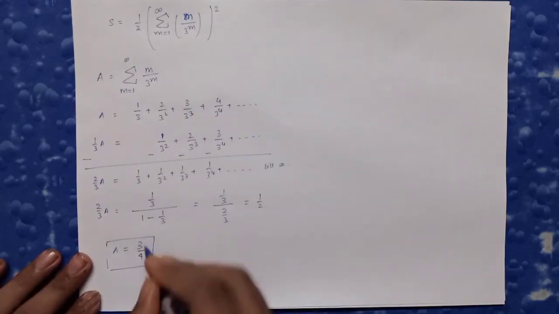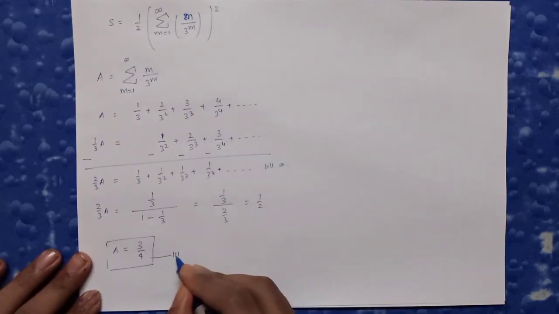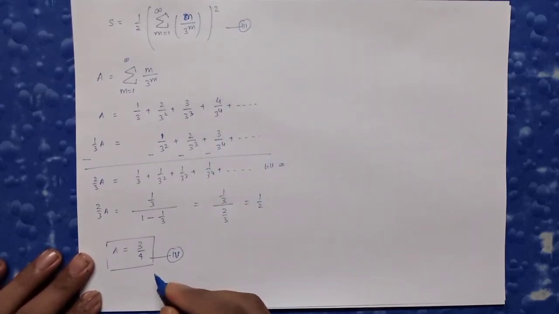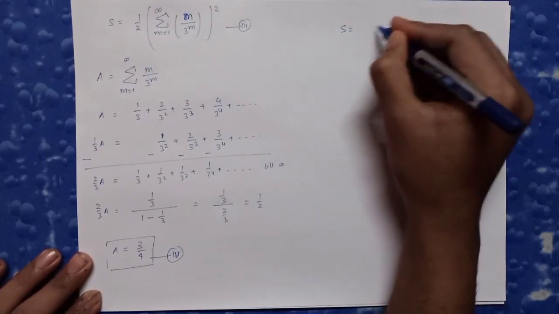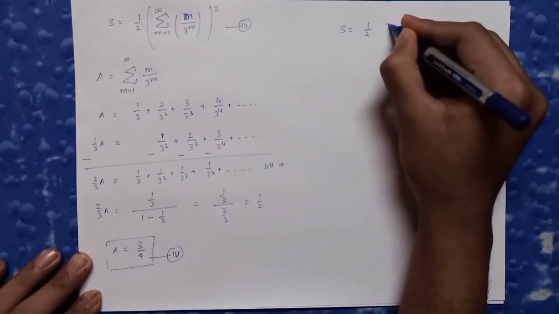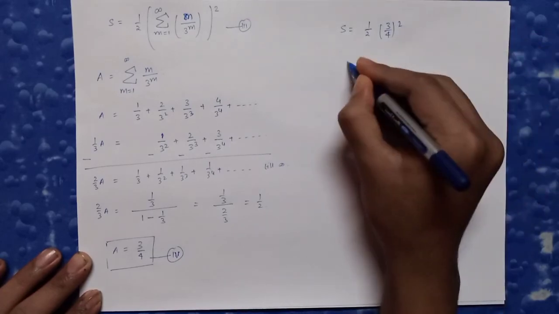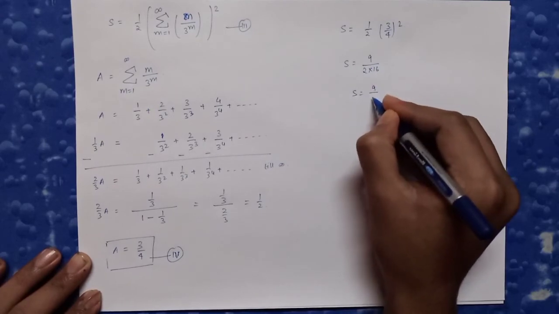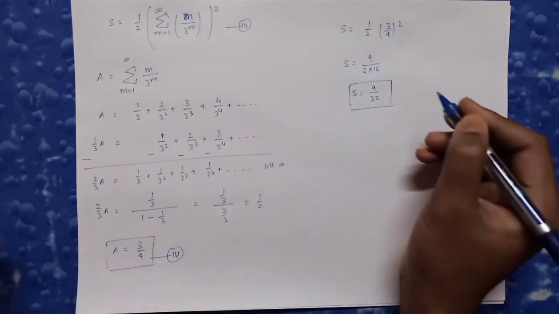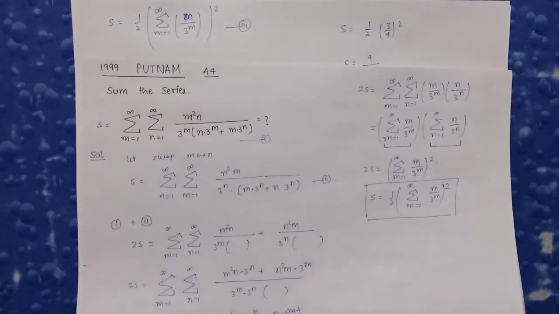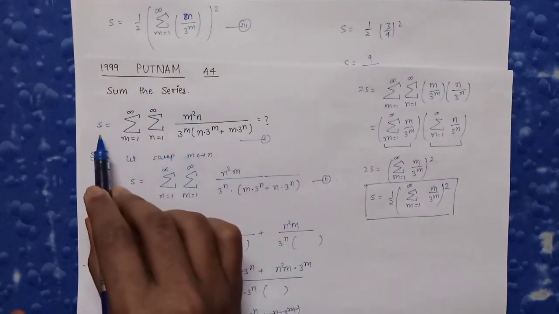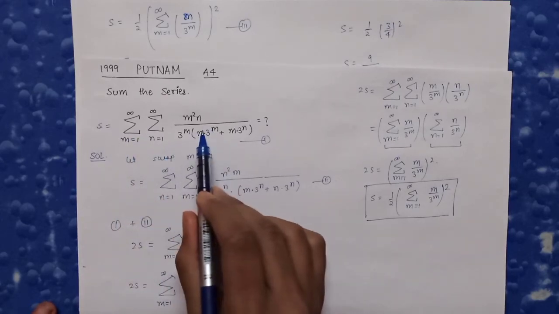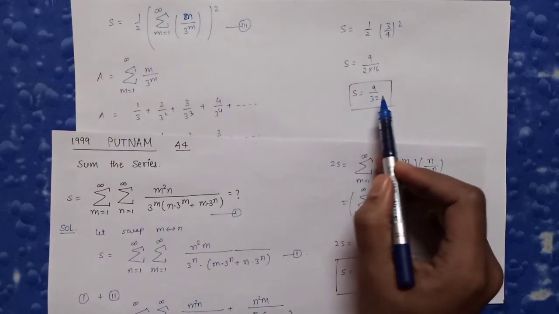Let's call this equation number 4 and put it in equation number 3. Then I get S equals half of 3 by 4 whole square. So S equals 9 by 2 into 16, that is 9 by 32. Hence we have found the sum of the series, a double sigma with two variables m and n, both acting as dummy variables, and the sum is S equals 9 by 32.